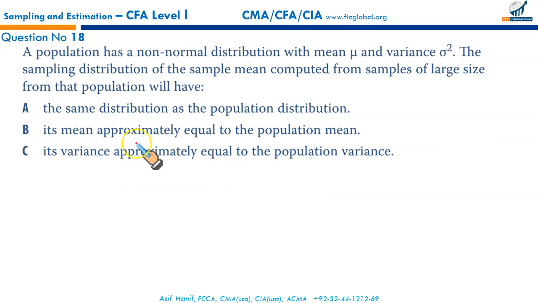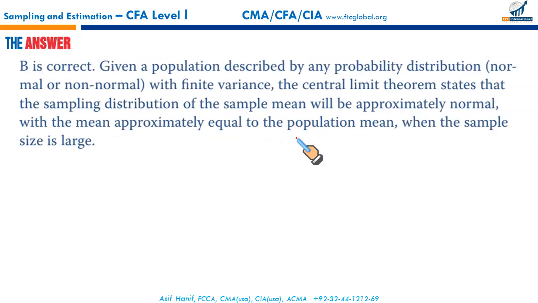Next, a population has a non-normal distribution with mean mu and variance. The sampling distribution of the sample mean computed from samples of large size from that population will have the same distribution as the population distribution. Wrong. How can the sample distribution be the same as the population? Its mean approximately equal to the population. Correct. That's the textbook-based question. B is the right answer.